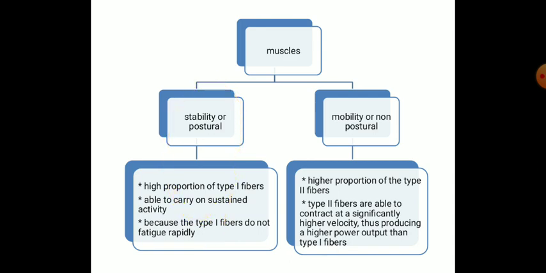Next is mobility muscles. The mobility or non-postural muscles are mainly to carry out some actions. If you are flexing your elbow joint, that's a function which needs to be done by a mobility muscle. So it mainly consists of type 2 fibers. The basic function of mobility muscles is to carry out that function within a short period of time. So the type 2 fibers will be the ones acting at that time, because they are able to produce high velocity muscular contractions compared to type 1 fibers. So these are the two basic classifications according to the type of fibers consisted in a particular muscle.